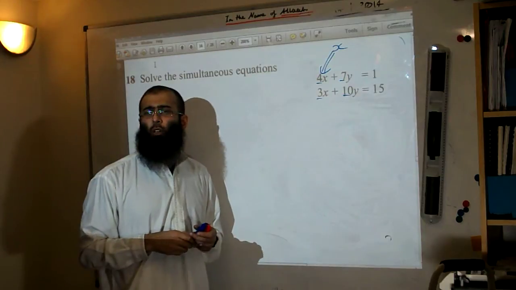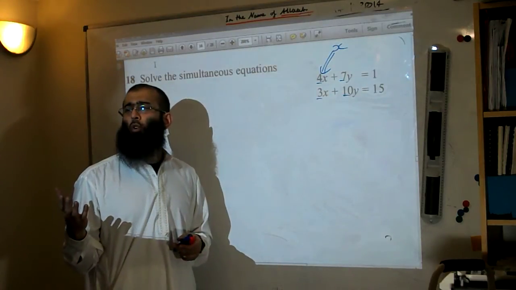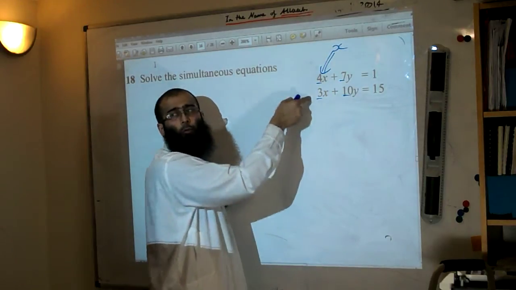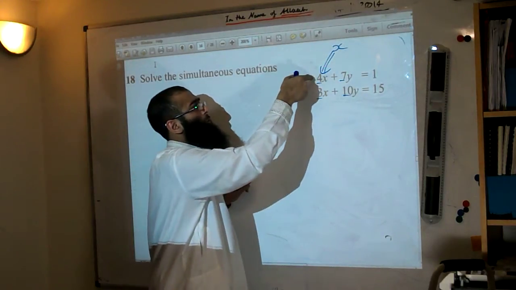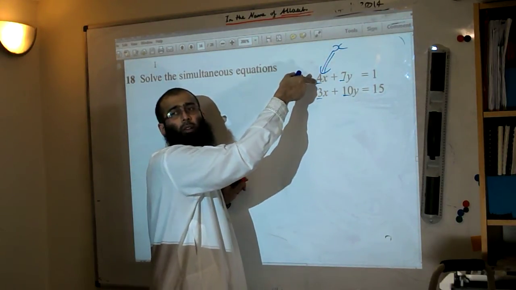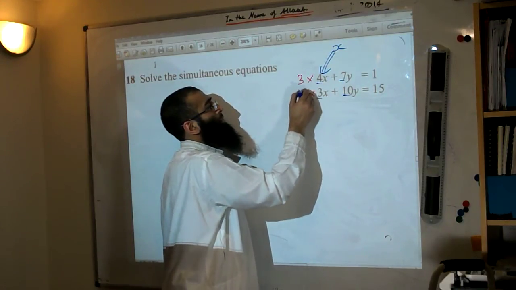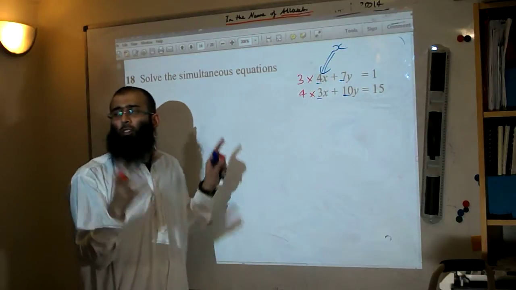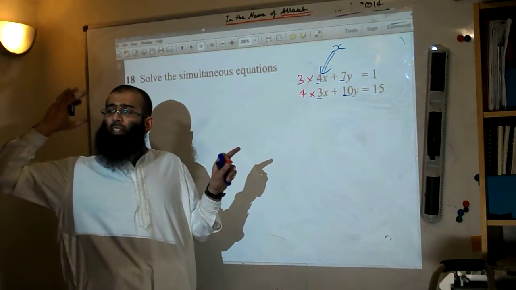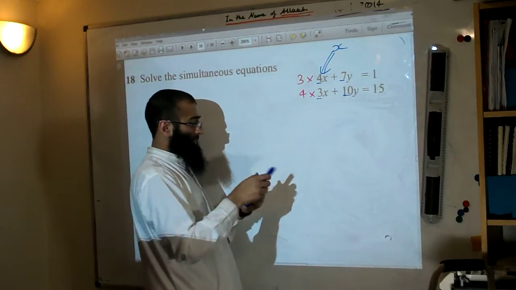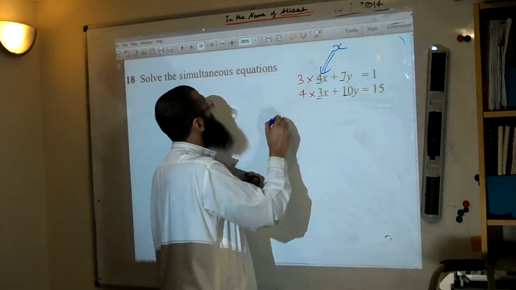We need to make the coefficients either opposite or equal. So if we've got 4 and 3, how do we make 4 and 3 equal? We multiply the 4 by the 3 and the 3 by the 4. Excellent. By the way, we're not just multiplying the x, we're multiplying everything, yes? On that line. So 3 times 4x will give us an answer of 12x.